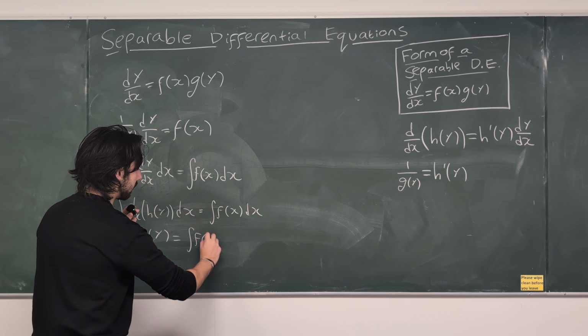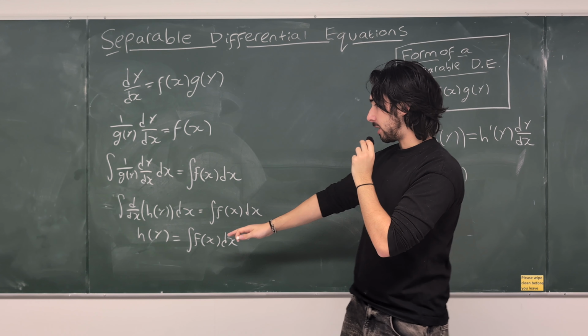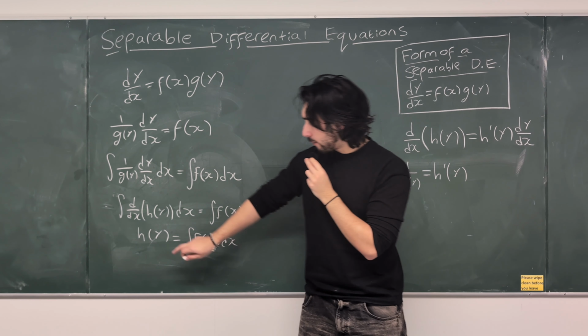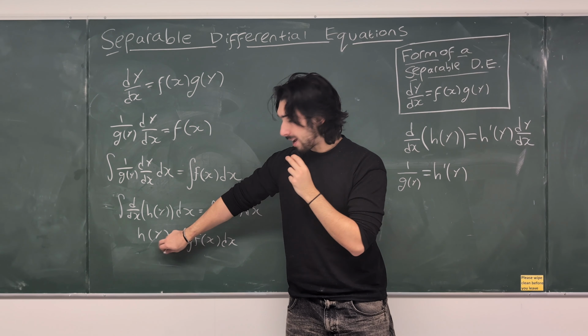And then all of a sudden, you have broken free of all of the derivatives. There's no more derivatives here. So all you've got to do now is integrate f of x, and then you've got to invert whatever h of y is. So if h of y is e to the y, you've got to take natural logs. If h of y is y squared, you've got to square root both sides, whatever that might be. But this is how we've broken out.